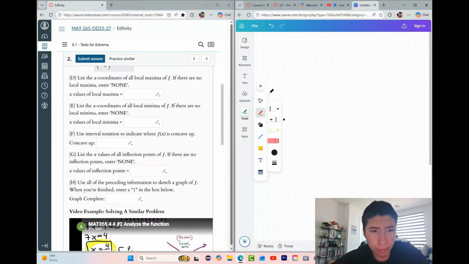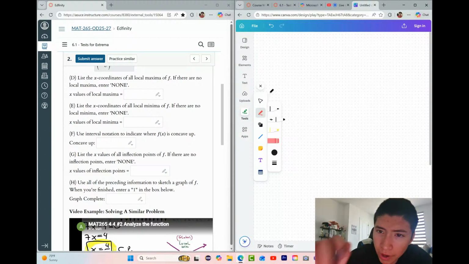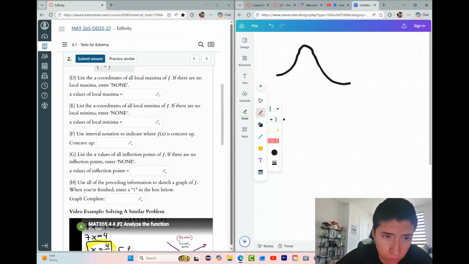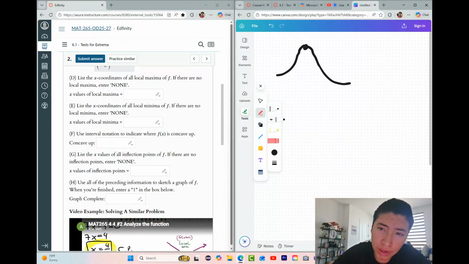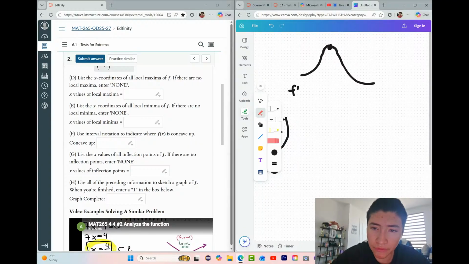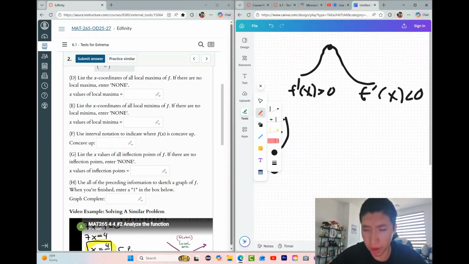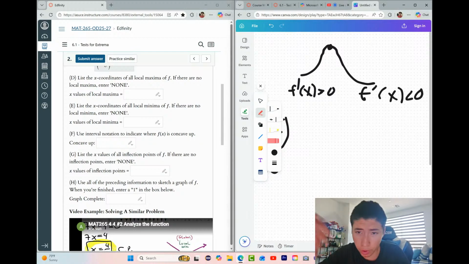So here's what we're going to do. A local maximum happens when we have a positive slope, then a negative slope. So what does that mean? At the critical point, we must have an f prime of x that's greater than 0, and then it must change to f prime of x less than 0. I think, right? Positive, then negative. So in our critical value, what was our critical value?